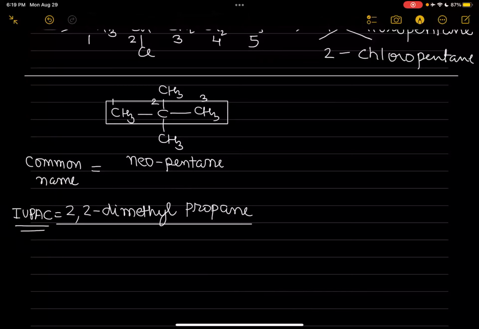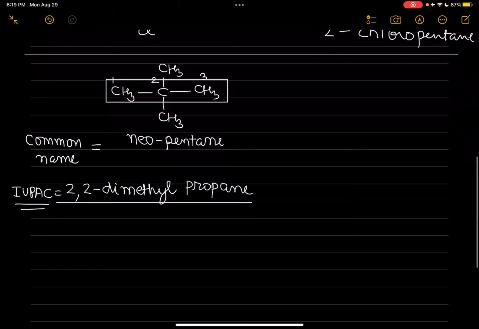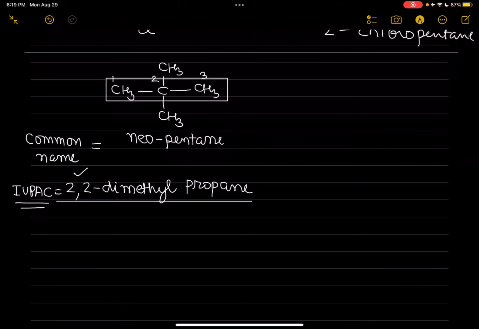You select the longest chain, you name it, you number it, and whatever groups are present, you put the numbers, and you put the numerical prefixes di, tri to tell how many such groups are present.